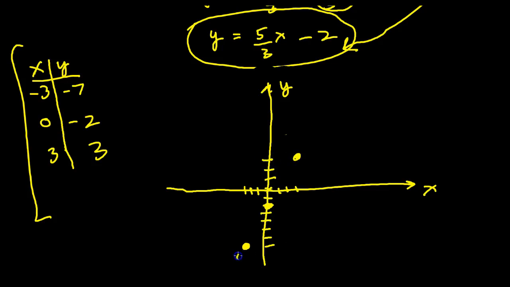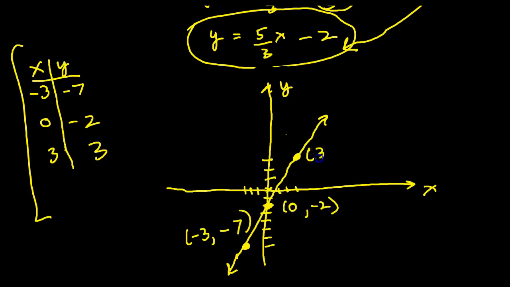All right, I'm going to try to freehand it here. Oh, not too bad. Okay, so there's our line. I'm going to go ahead and label these points. When x is minus 3, y is minus 7. When x is 0, y is minus 2. And when x is 3, y is 3.